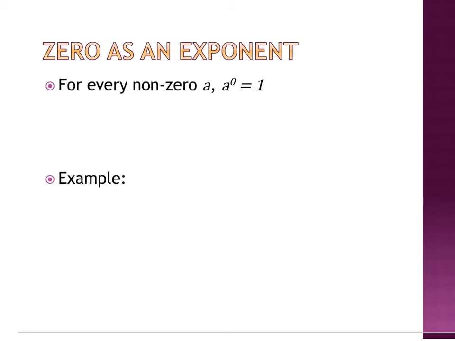Zero as an exponent. For every non-zero a, right? So I don't care what the number is. As long as it's not zero, a to the 0 power is 1. So, for instance, if I have 6 to the 0 power, that's the number 1.